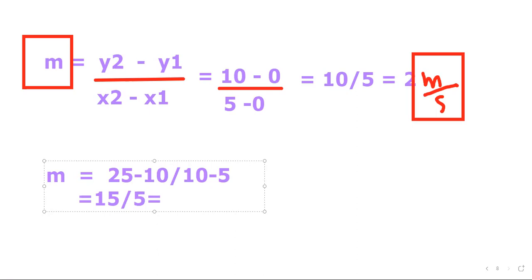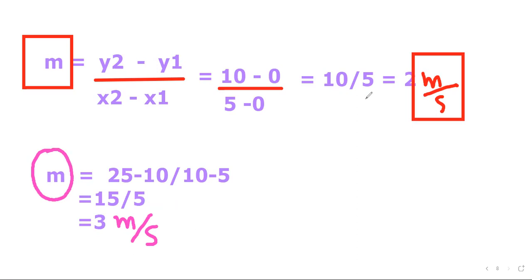So we have 15 over 5 is 3, and its unit would again be meters per second, and meter per second is the unit of speed. It means the gradient of a distance time graph is the speed of the object.